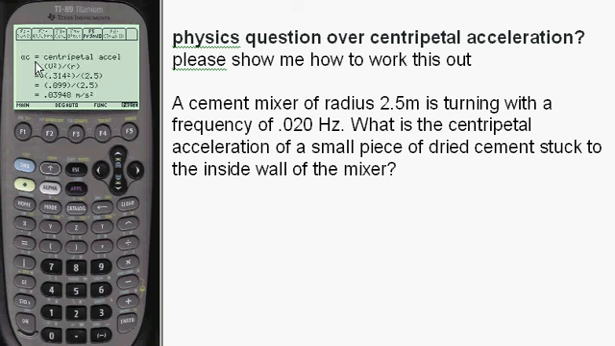And so the centripetal acceleration is v squared over r. So we have 0.31416 squared over 2.5, turns out to be 0.03948 meters per second squared.